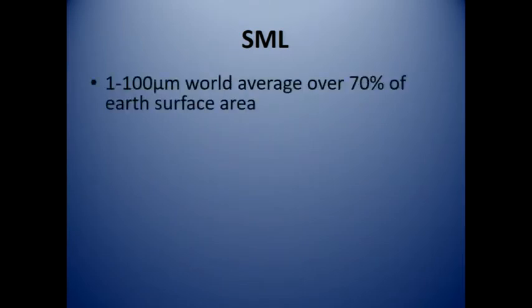So how thick is the surface microlayer when there is no pollution? Well, the thickness is approximately between 1 and 100 micrometers. And bear in mind that since 70% of the world is water, that's a great amount of water or compounds, you name it. Approximately 70% of the world's surface area is microlayer.